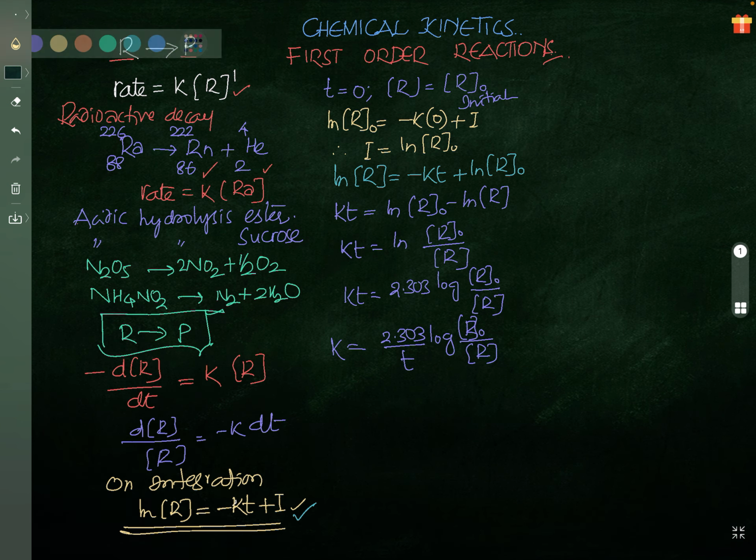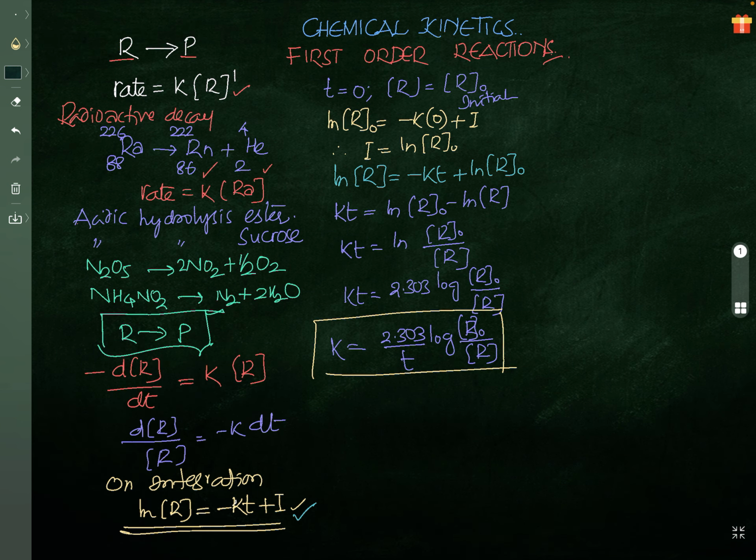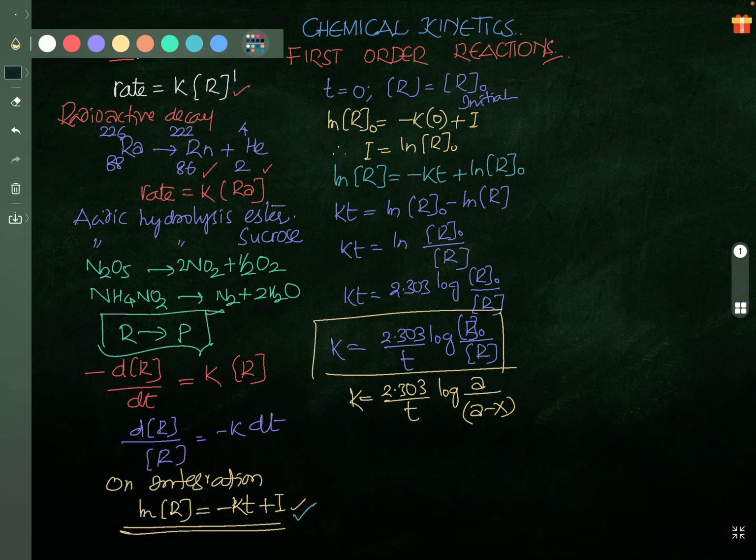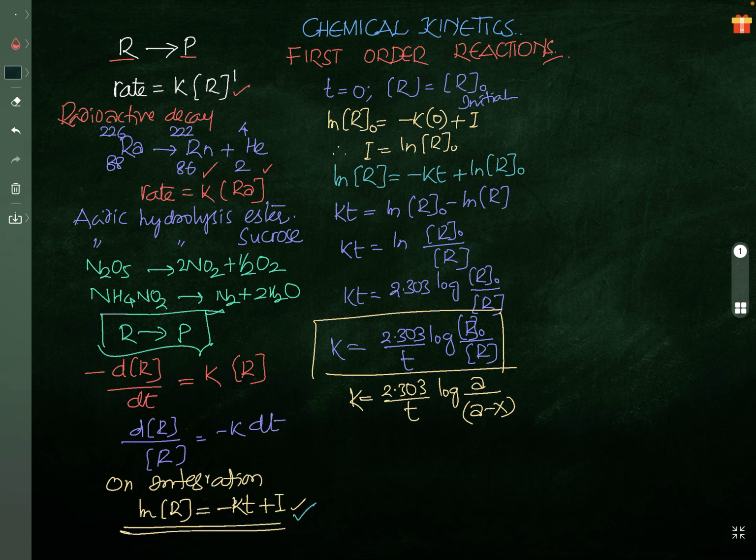Fine, this is your expression. You want this expression: k = 2.303/t log(R0/R). In general, we write k = 2.303/t log(a/(a − x)). a is the initial concentration, and a − x is the concentration at time t. The meaning is the same, but generally we express it like this.